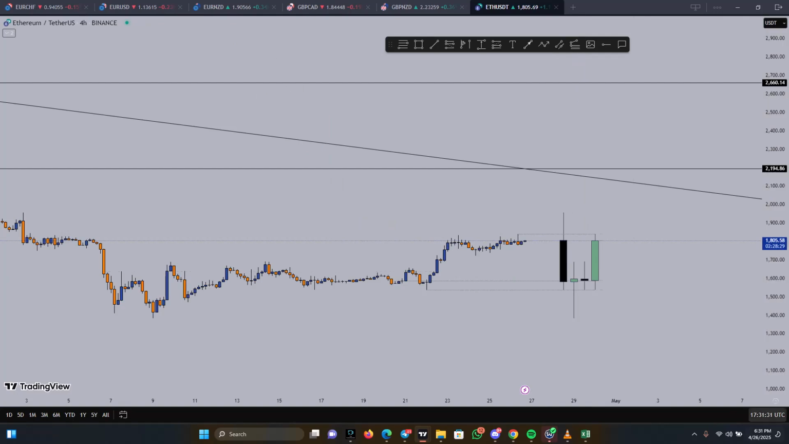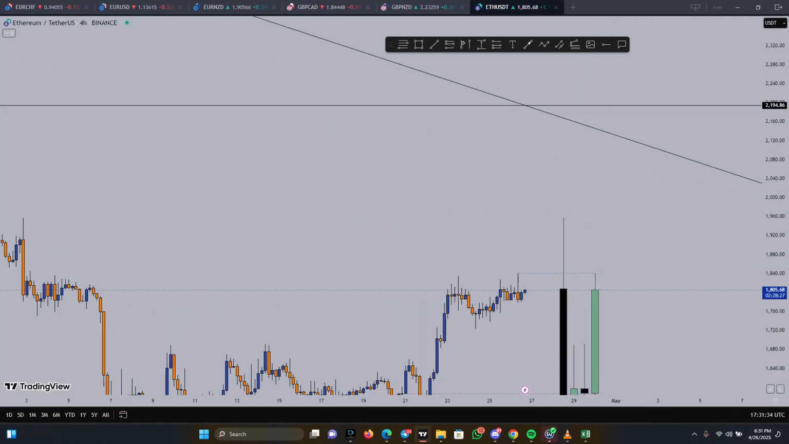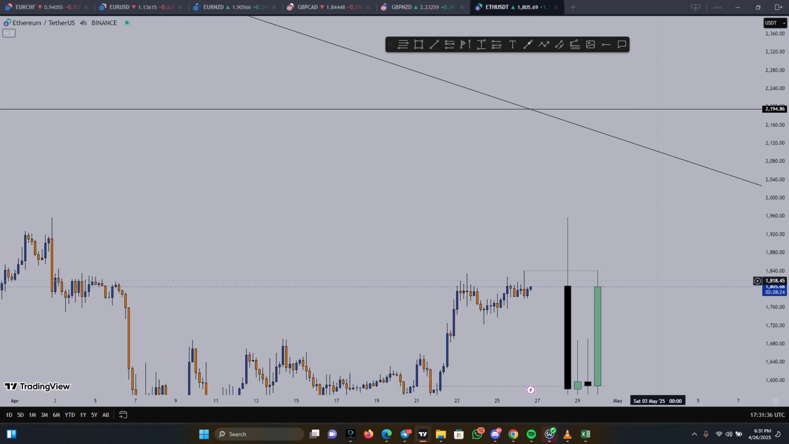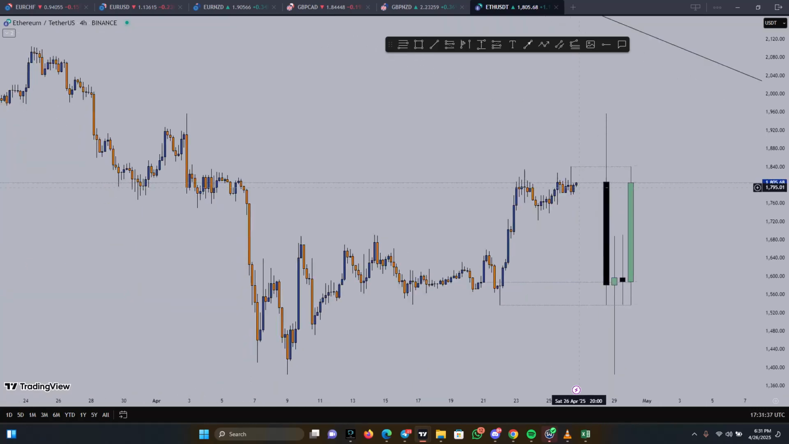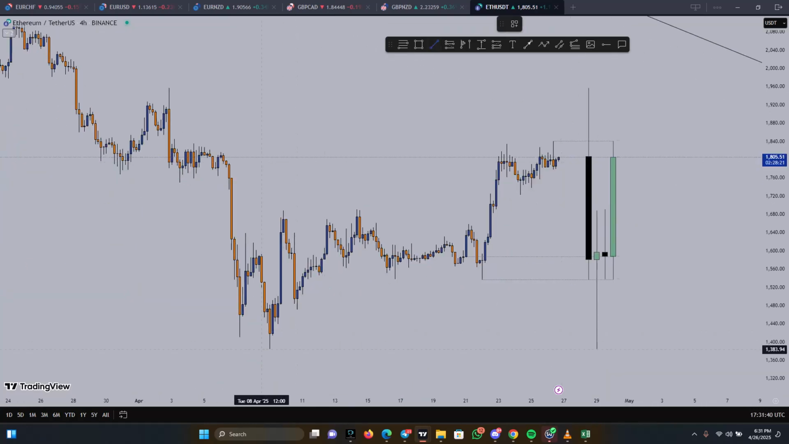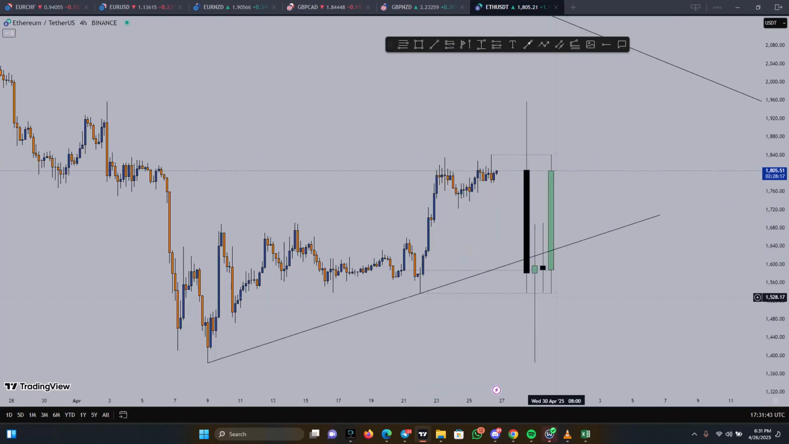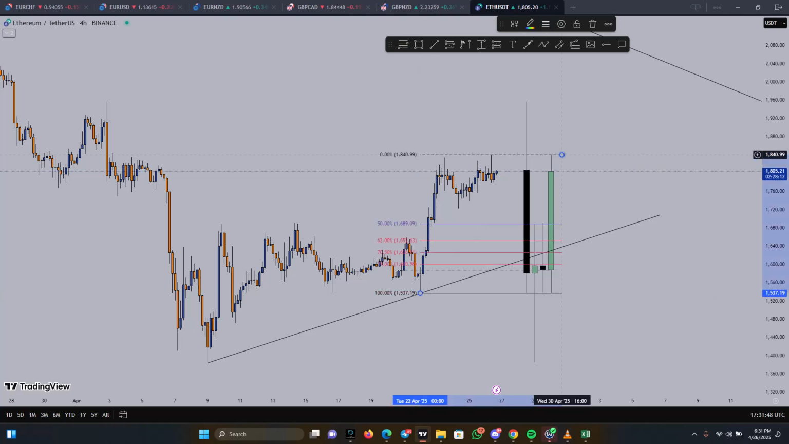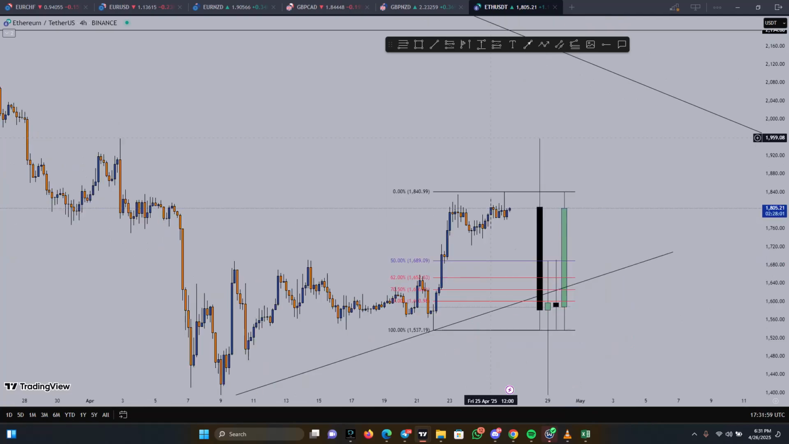Now, I'm going to be buying from this area of demand. Let's draw a trend line. Let me use my flip level. I like buying from discount level and selling from premium price. That's okay for me. So I'm going to be buying from this area here, then my take profit at this area here. So that's it for the Ethereum.